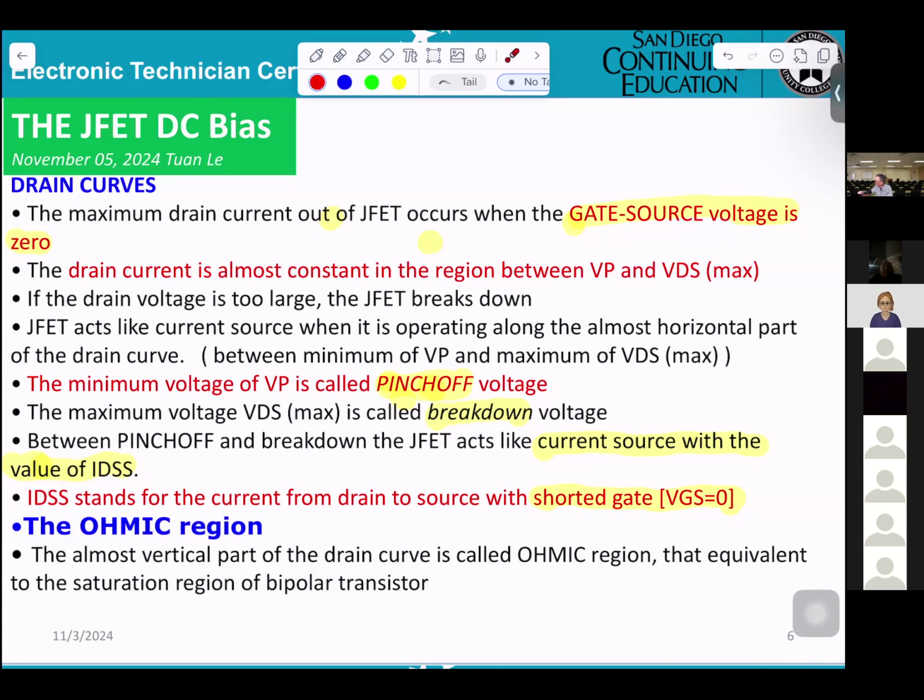Sorry, I had a quick question. When you're saying there's the breakdown voltage, are you saying that's basically the cutoff region, or is it acting like a Zener diode where there's a breakdown voltage?